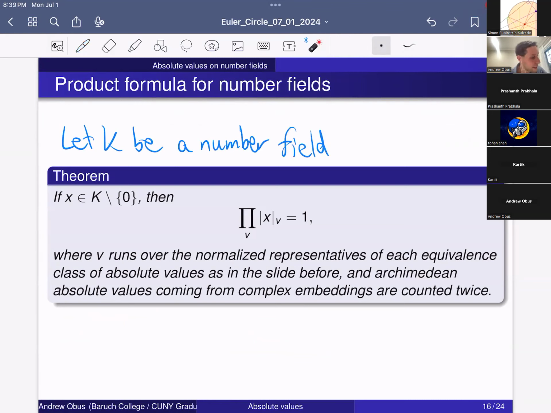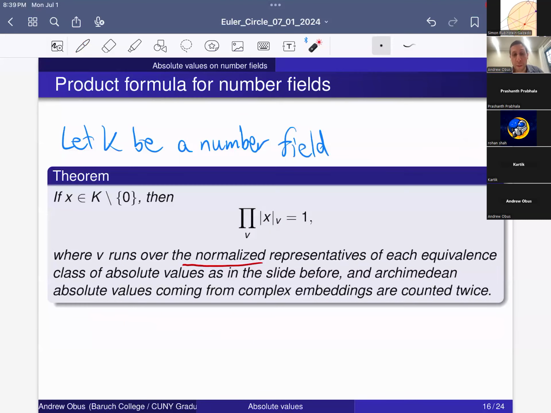Right? Well, then if I take some element of the number field that's not 0, and I take the product of all of its absolute values, then I'm going to get 1. And I should say a little bit more about what is the index set of this product. Well, V is running over the normalized representatives of each equivalence class of absolute values as in the slide before. So all of your non-Archimedean ones, they're normalized in this correct way to make that equation work out.